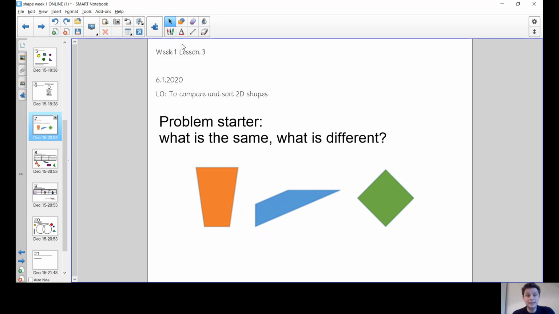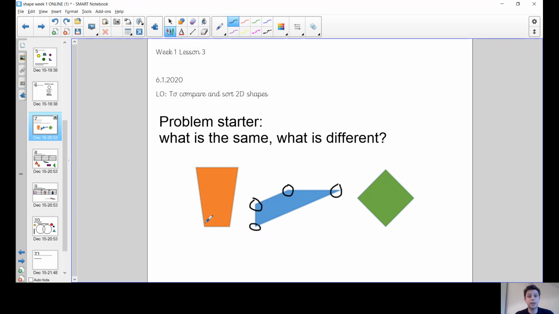Right, so things that are the same. All of these shapes have got four sides. They've also all got four vertices. Now, if you remember, a vertex is where two sides meet to make a corner. So all of these shapes have got four sides and four vertices.